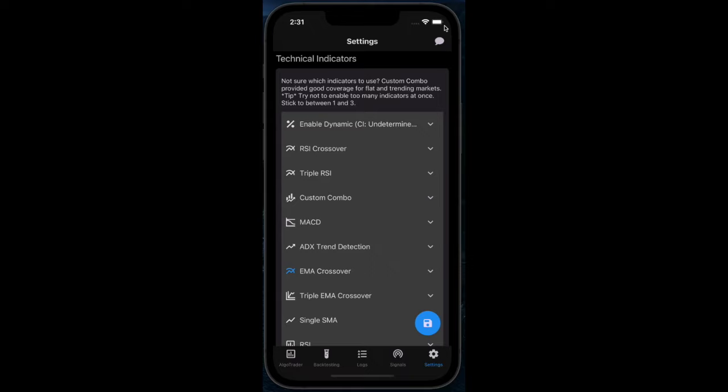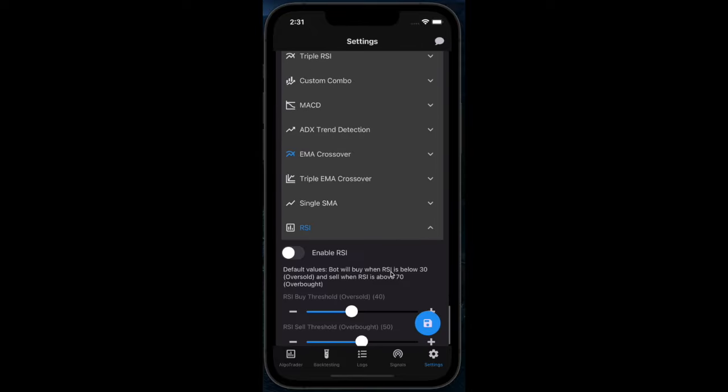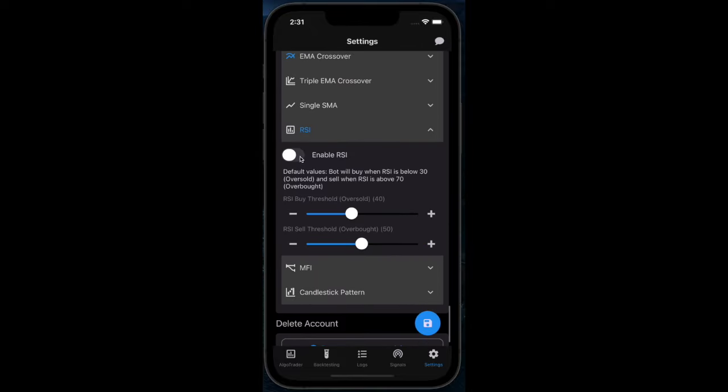Now we come to the technical indicators section. This section controls how AlgoTrader buys and sells. We'll go over a few indicators which you can use to get started.